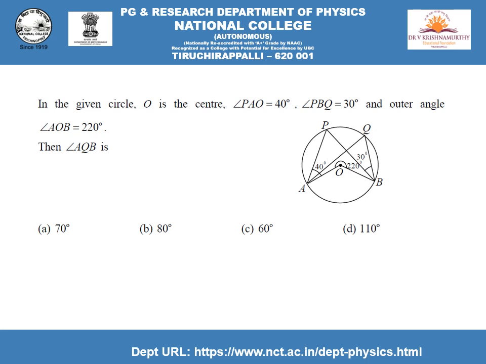This problem is based on the properties of arcs of circles. The question is: a circle with center O is given with angle PAO 40 degrees and angle PBQ 30 degrees, and the outer angle AOB as 220 degrees. The arc APQB is formed such that angle AOB is equal to 220 degrees.